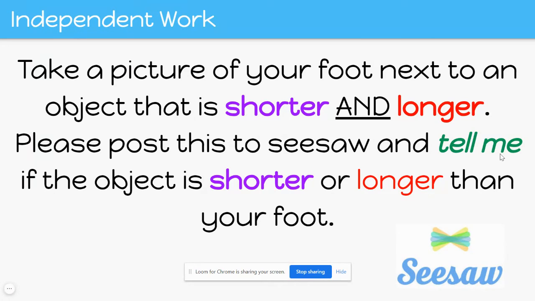When you go on Seesaw, you'll see two assignments. One says today's date and says shorter, and the other one says longer. So you're going to submit your shorter picture in the shorter assignment and your longer picture in the longer assignment.